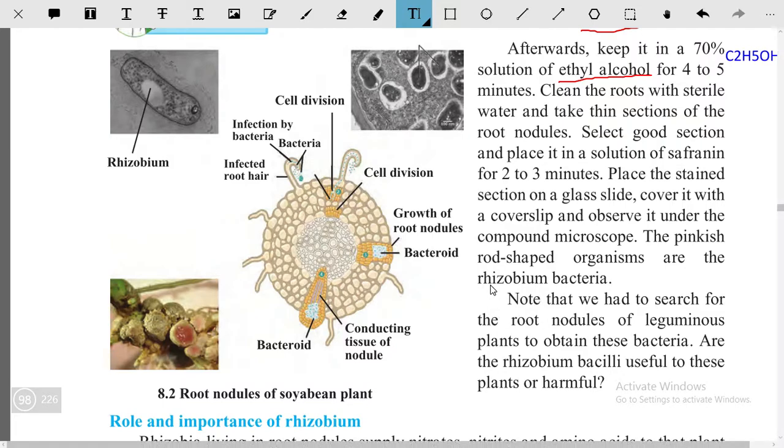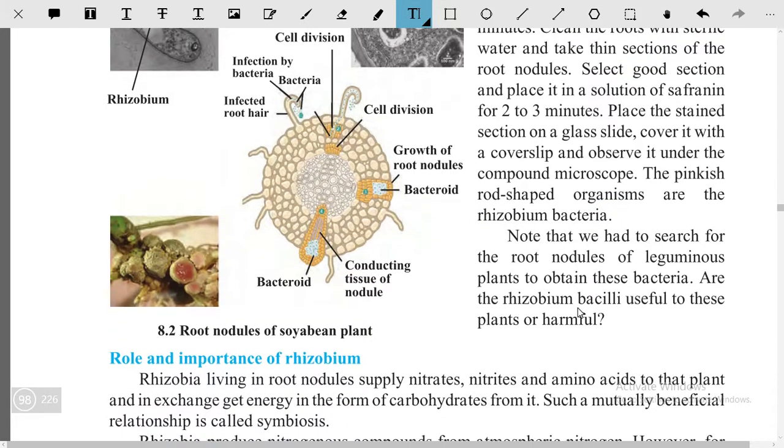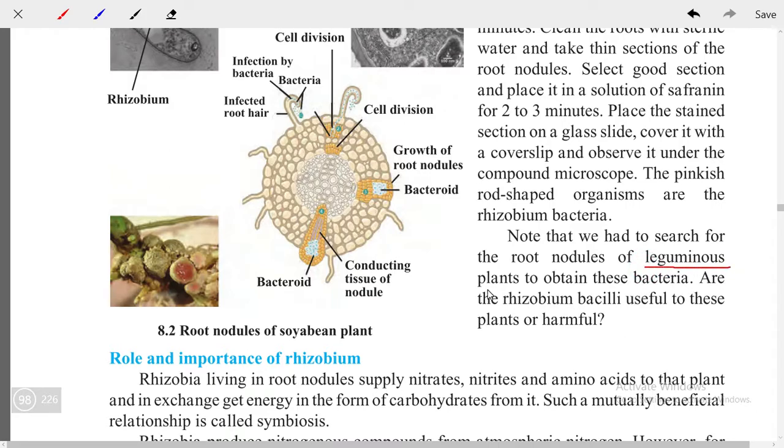And this is the rhizobium bacteria. Okay. Note that we have to search for the root nodules of leguminous plants. What is a leguminous plant? शिंबावर्गीय वनस्पती, शेंगा येणाऱ्या वनस्पती. To obtain this bacteria, त्यांच्या मुळावर गाठी असतात आणि त्या गाठीमध्ये ह्या प्रकारचे rhizobium microorganisms असतात.